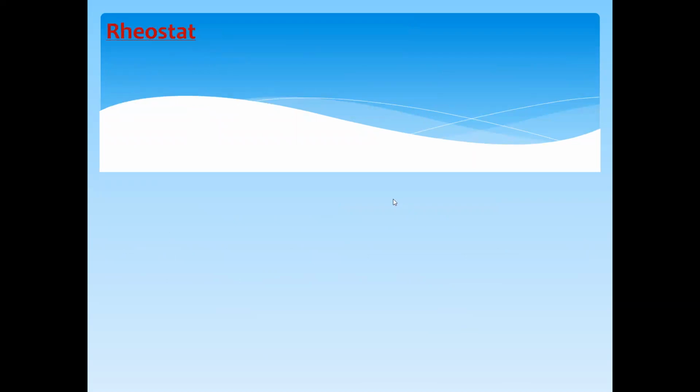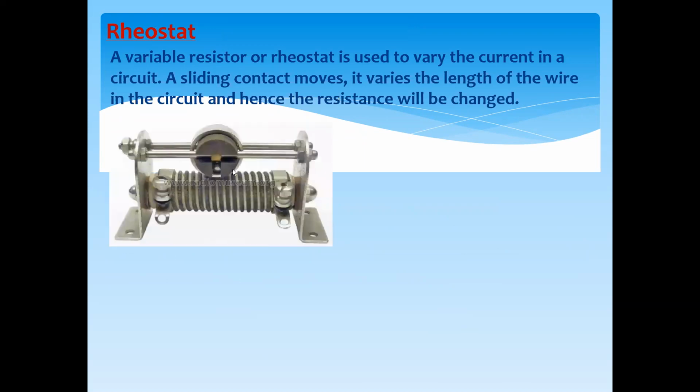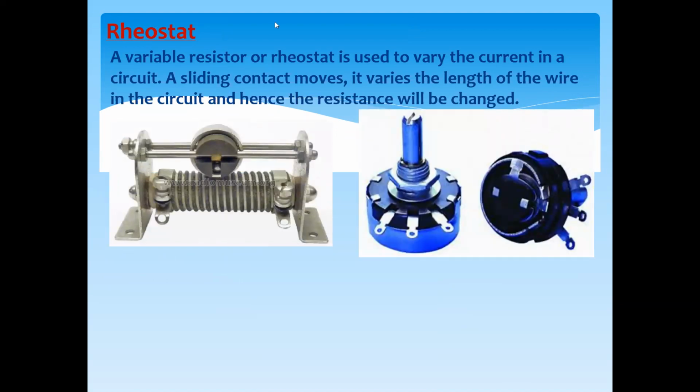A variable resistor can be used as a rheostat. Rheostat means if you want to change the current in the circuit, what we can do is move a sliding contact. This is an actual picture of the rheostat. So what we have are the fixed ends, and this one is a movable end.